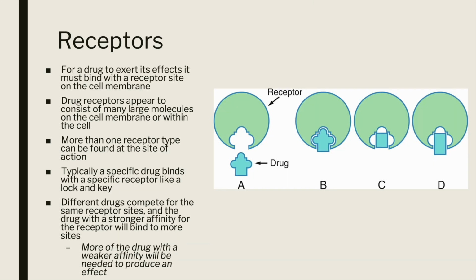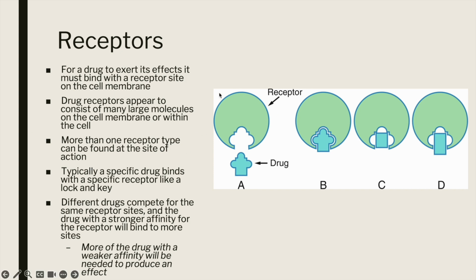So how do they do this? Well, they attach to receptors. In order for a drug to have its effect, it has to bind with a receptor site on a cell membrane. Drug receptors appear to consist of many larger molecules on the cell membrane or within the cell. More than one receptor type can be found at the site of action. Typically, a specific drug will bind with a specific receptor, much like a lock and key.